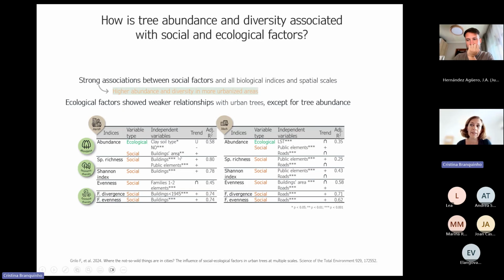But it's very interesting that most of these diversity indicators were really explained by social variables, such as the building's area, the number of public elements, type of families, the type of construction, the presence of roads. So there was a lot about social. We were very surprised by that. Well, maybe surprised, but in fact, in cities, the dominance of humans makes this work in this way.